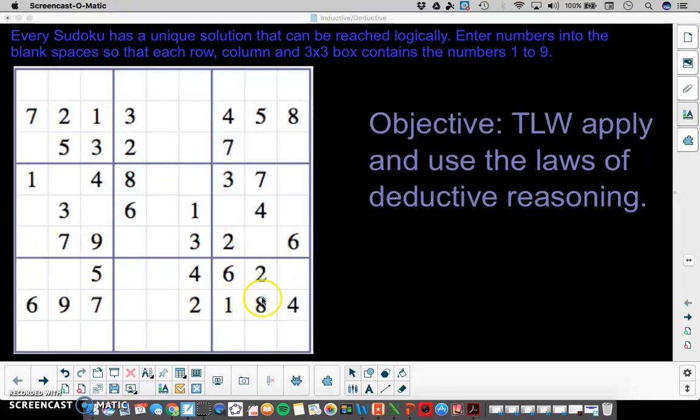So for example, in this row here, we have all the digits except for a 3 and a 5. So I know these two blank spaces need to contain either a 3 or a 5. Then I also notice that I have a 3 in that column. Therefore, I know a 3 cannot go in this space. That must be my 5, and this space must be my 3. So I logically reach those conclusions using the given information in that puzzle.